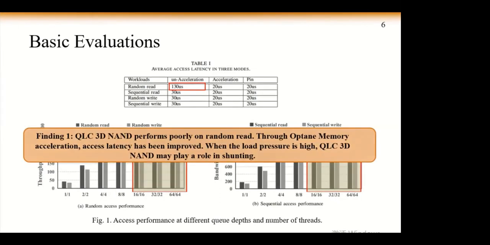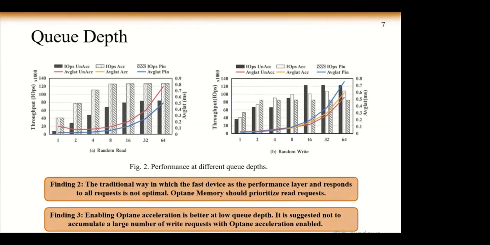The conclusion is that QLC3D NAND performs poorly on random read. Through Optane memory acceleration, access latency has been improved. When the load pressure is high, QLC3D NAND may play a role in shouting. Figure 2 shows performance at different queue depths. We can see that using Optane memory to accelerate is more friendly to read requests.